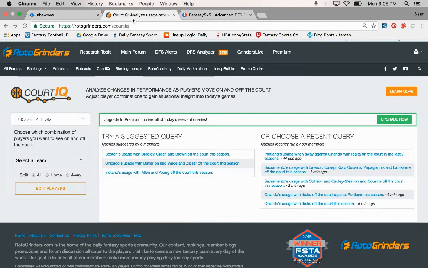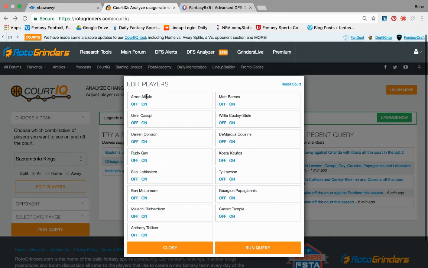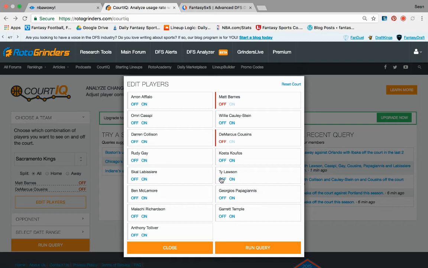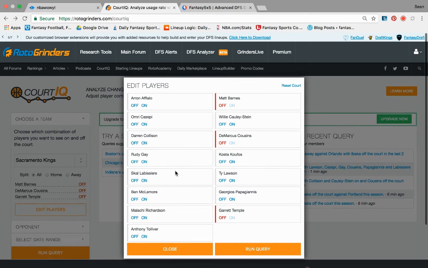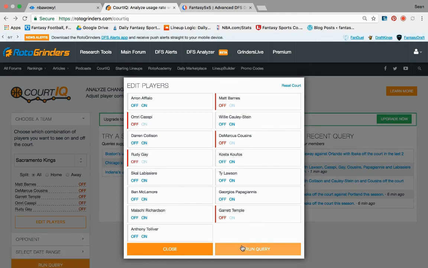Now, Court IQ is really nice because similarly, I'm going to drop down and go to Sacramento. I'm going to go with just off here. Barnes off, Cousins off, Temple off, and Omri Casspi off, and Rudy Gay off. Okay, so let's run that query. Let's see what we got.